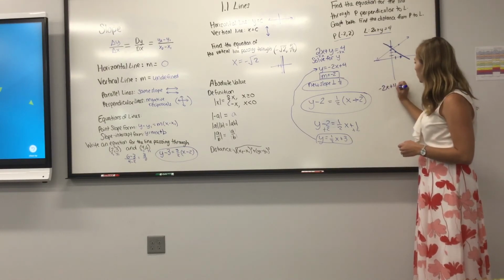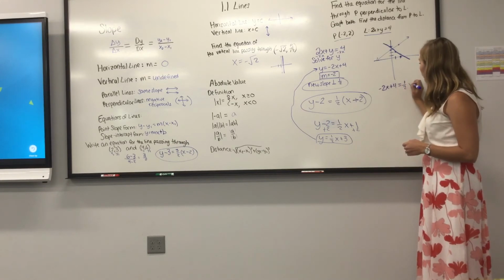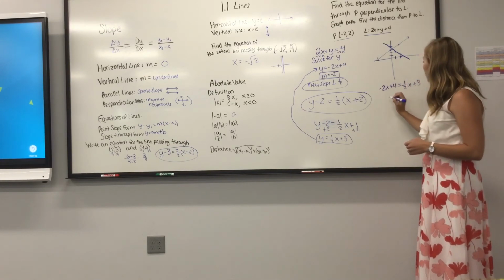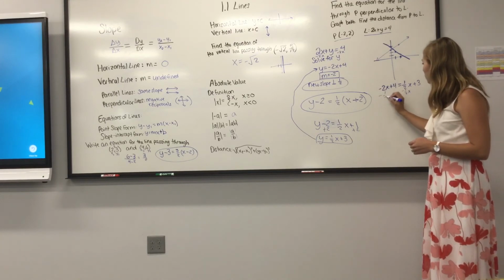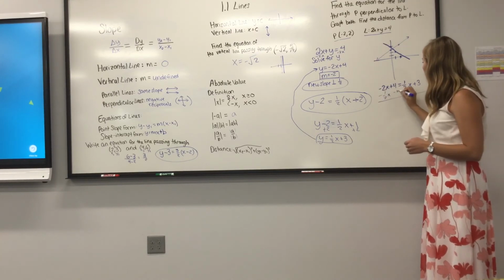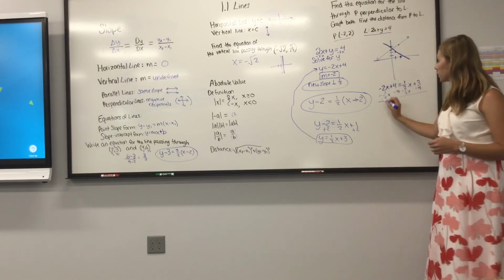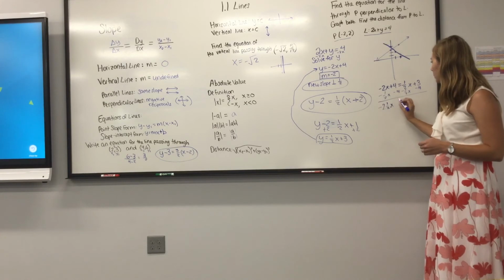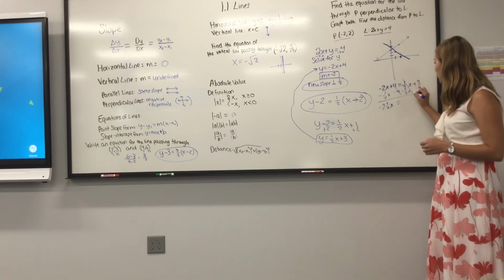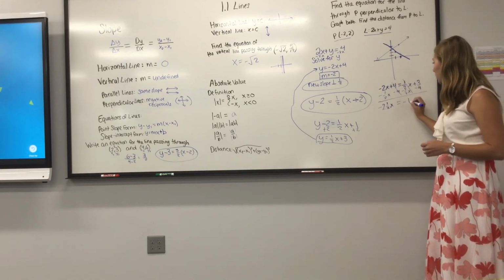So negative 2x plus 4 equals 1/2 x plus 3. We need to get my x's on the same side to solve for them. Minus 4 to the other side. Negative 2 minus 1/2 would be minus 2 and 1/2 x. This is going to cancel off. This is going to cancel off. 3 minus 4 is negative 1.